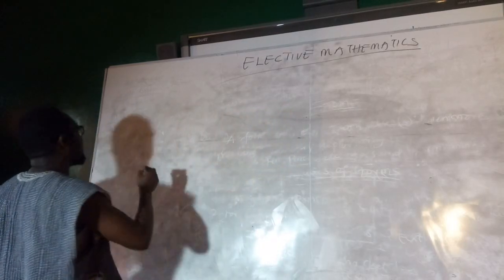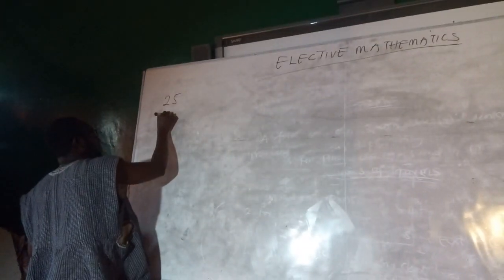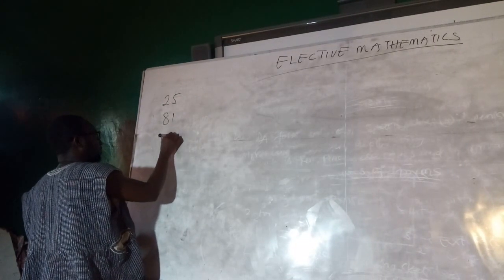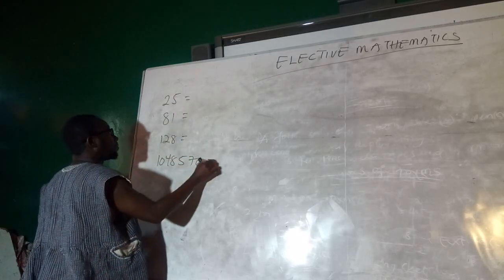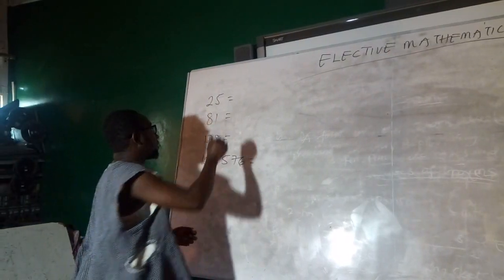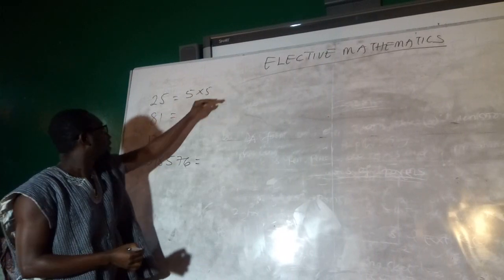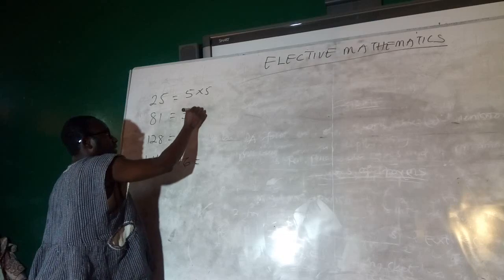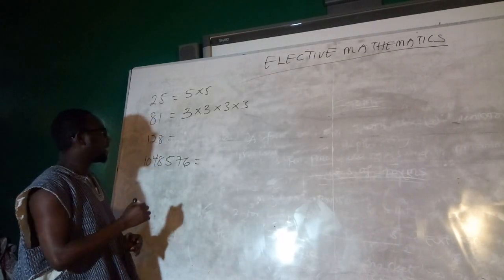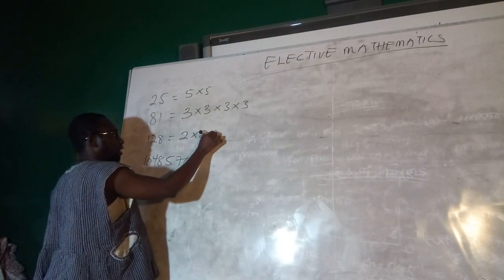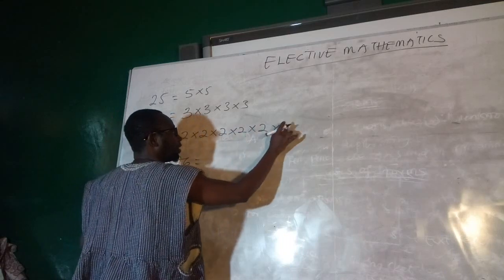Numbers, as we all know, can be written as products of their factors. For example, 25 is written as 5 multiplying 5, or 5 times 5. 81 is also written as 3 times 3 times 3 times 3. 128 is also written as 2 times 2 times 2 times 2 times 2 times 2 times 2.